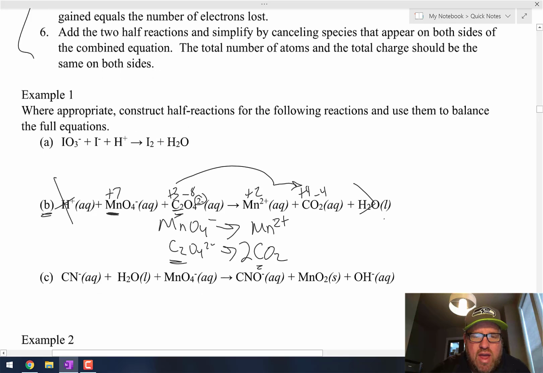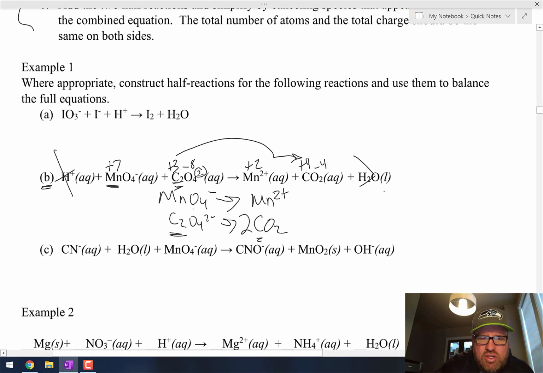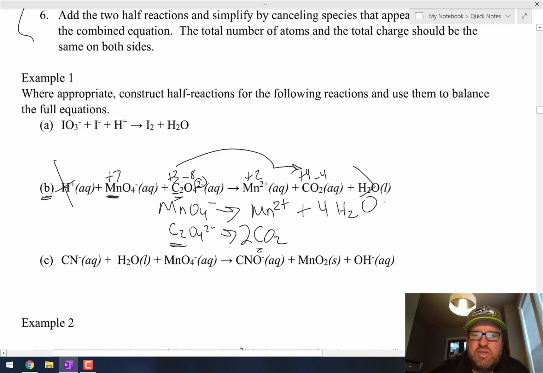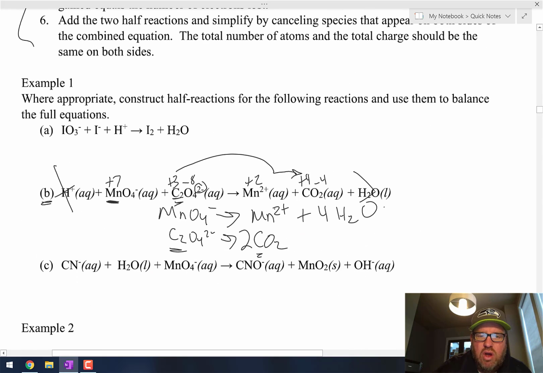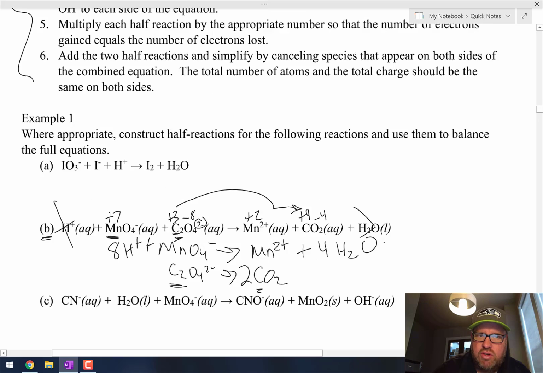Number 3, balance the oxygen atoms by adding water. So we have 4 oxygens in MnO4-, so we have to put 4 waters over here. And in this case, our oxygens are already balanced, 4 oxygens on both sides, so we're good. Then it says balance the hydrogen atoms by adding H+. In the first one I have 4 H2Os. That's 8 hydrogen atoms. So I need to put 8 H+ over here on this side. In the bottom one, there are no hydrogens, so we're still good there.